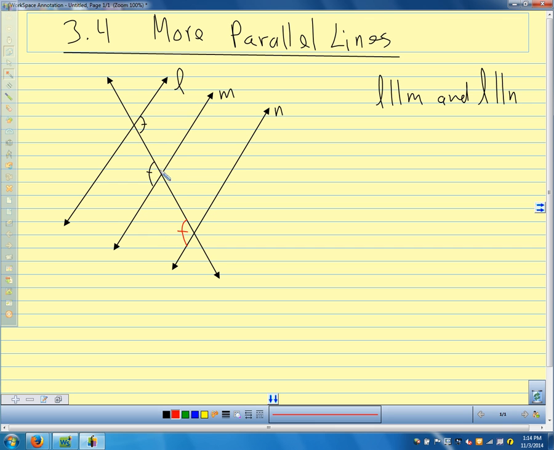All right, so let's see what we can figure out about line M and line N. What kinds of angles are these two? They're congruent. They're marked as congruent. But for line M and line N with this transversal, what do we call these angles? One's on the inside. One's on the outside?